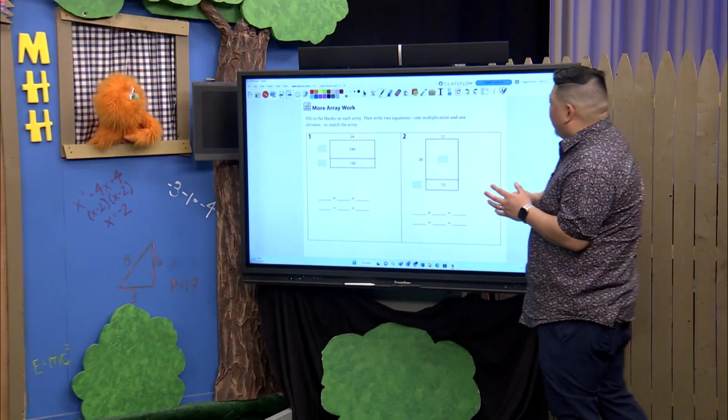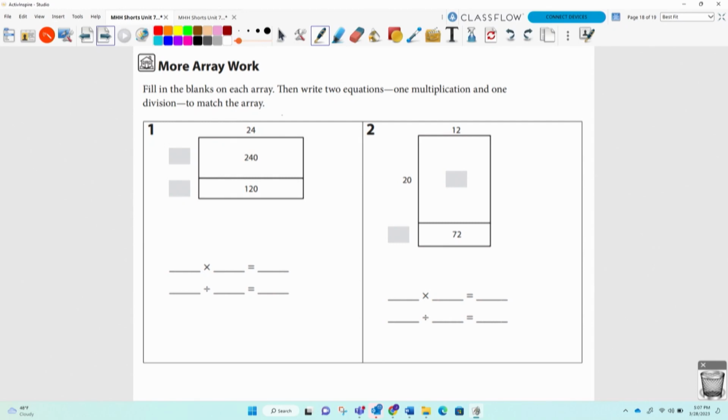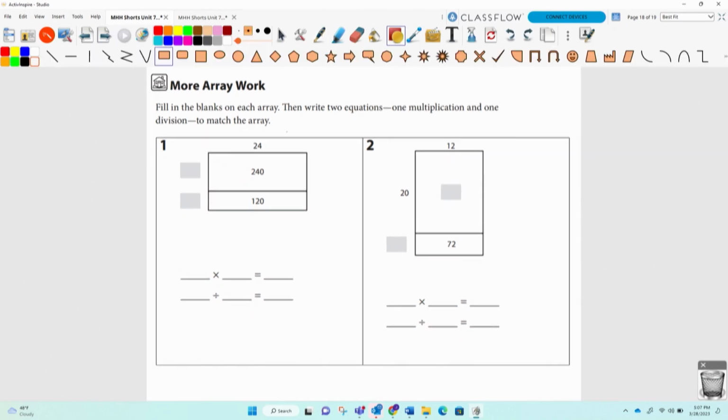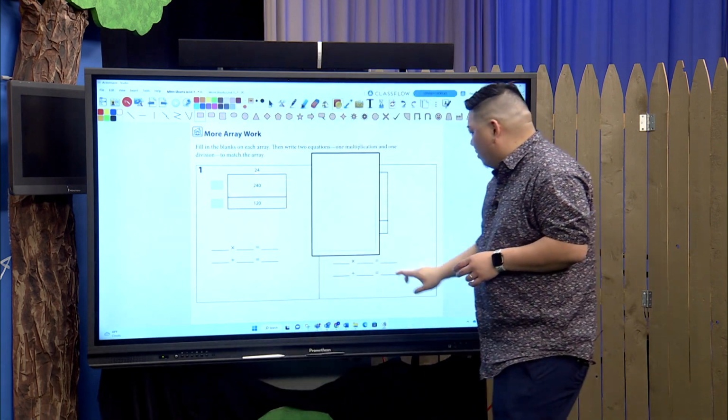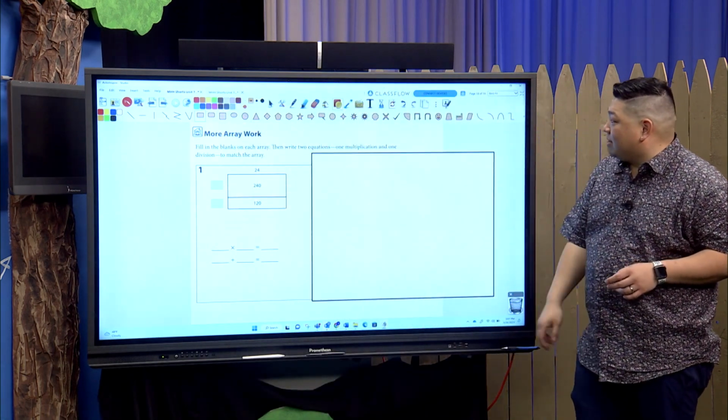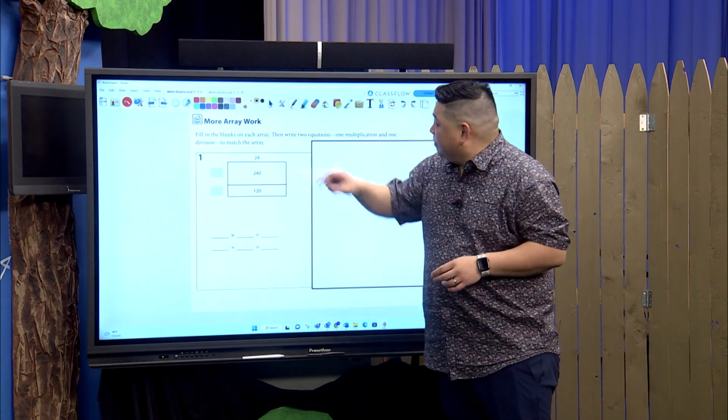All right, so let's take a look at the first one first. You know what I'm going to do? I'm going to give us some more working space. I think this is white, and black. We're going to cover up this problem over here and give us some working space.